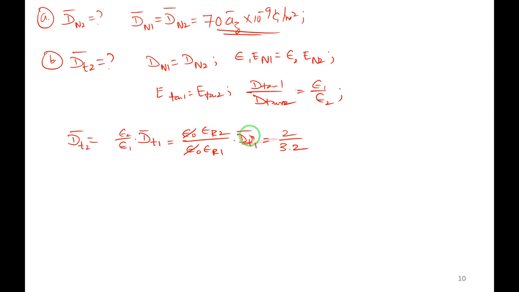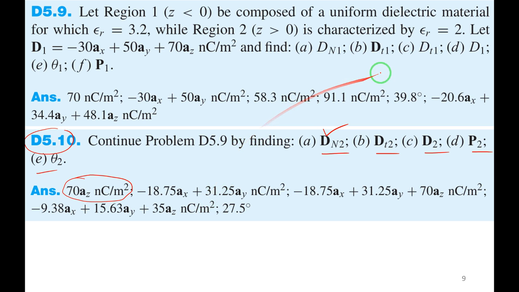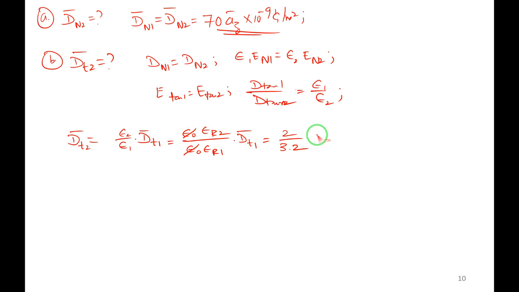Okay, then what is dt1? Here we have dt1, part B, right? So this one, dt1. Is it fine? Already we calculated it in the previous problem. I am taking dt1, the same thing you can write: minus 30ax plus 50ay.